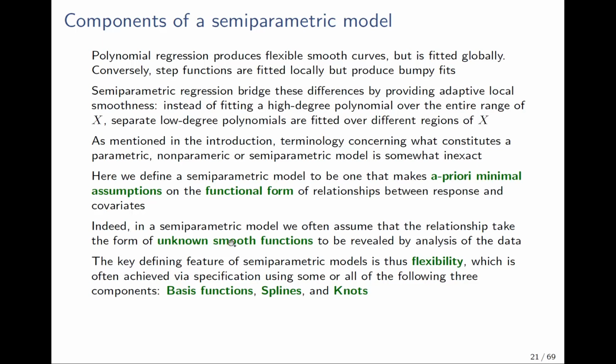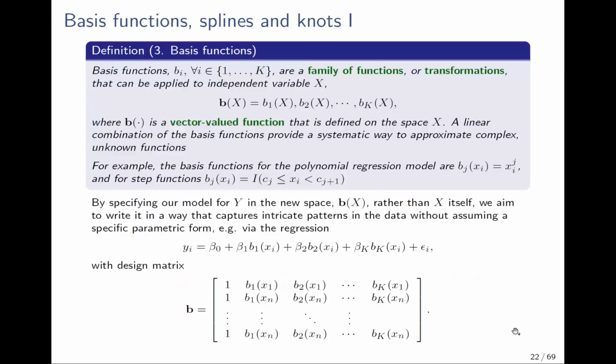So in a semi-parametric model, we often assume that the relationship takes the form of an unknown smooth function that's going to be revealed through analysis of the data in a very flexible fashion. And that's the key defining feature of a semi-parametric model: flexibility, which we often achieve via specification using some or all of the following three components that make up a semi-parametric model: basis functions, splines, and knots. And we'll now just cover what each of them mean.